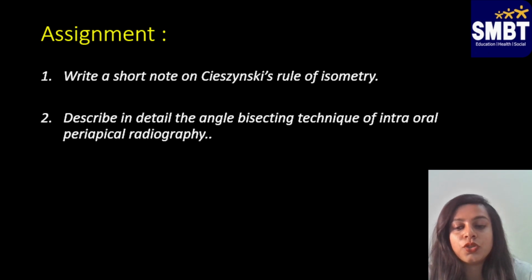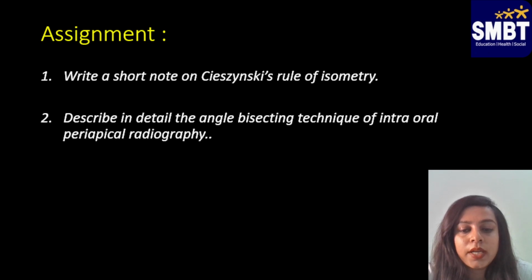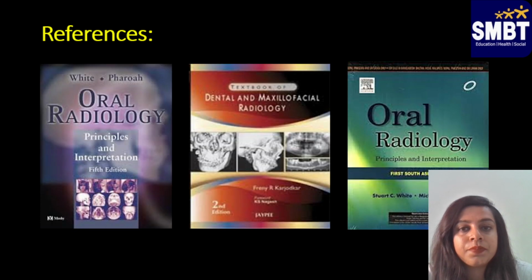and the exposure parameters. So I want you all to write a brief note on Cieszynski's rule of isometry and also a detailed description of the angle bisecting technique. I've put up pictures of the textbooks that you are supposed to read from so that you know where you're supposed to study this topic from.